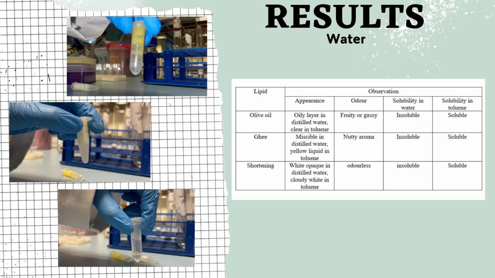For the tubes that added with water, olive oil has the oily layer appearance, ghee has the miscible appearance, and shortening has the white opaque appearance. For the smell, olive oil has the fruity or grassy smell, ghee has nutty aroma while shortening was odorless. All of them were insoluble in water.